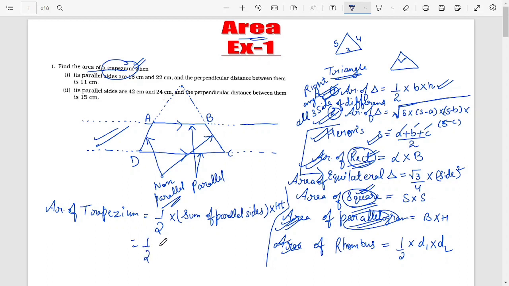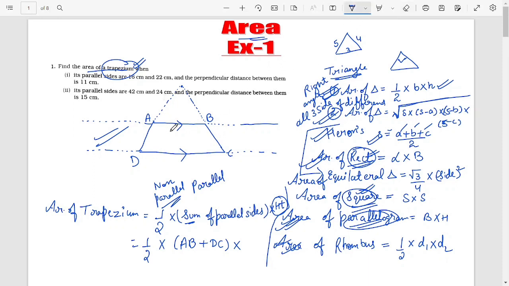So here it will be half into the sum of parallel sides, which means we will add these two sides, AB and DC. Sum means plus. So we will add them, AB plus DC, multiply by height. Now what is this height? Height means the distance between the parallel sides. Height in Hindi we call ऊंचाई. ये एक फोर साइडेड फिगर है.